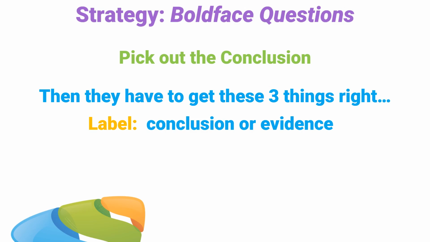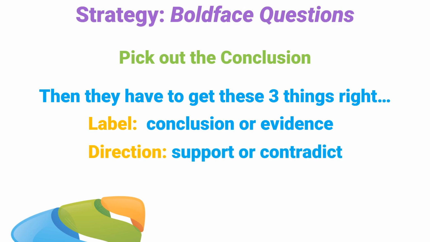So the test has to label each statement correctly. So go through all the answer choices and eliminate any that say an evidence-y type statement is a conclusion or a conclusion-y type statement is evidence. Usually this knocks out 2 to 3 answer choices.